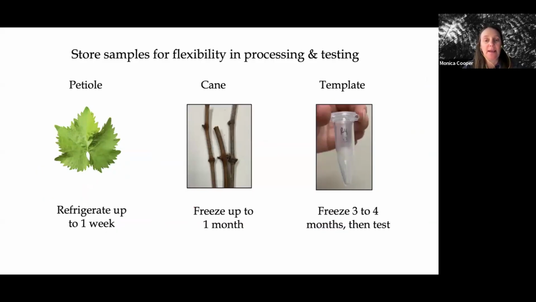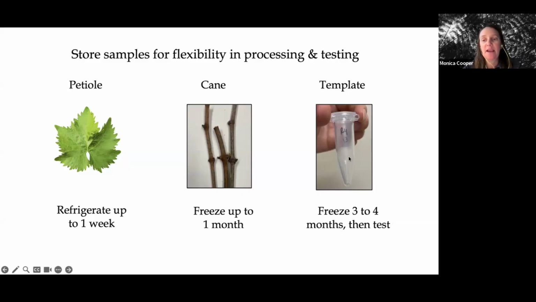As I mentioned earlier with the canes, they can be frozen for up to a month before you process them. So that's a nice way of, like I said, extending the season that you can use those canes. The petioles, we don't freeze those, but you can refrigerate them for up to a week before you go through the sample collection process with them.